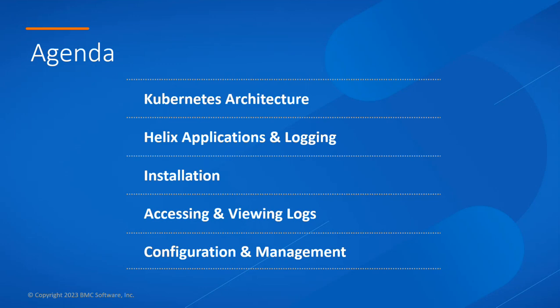The agenda for today's session will start with a quick recap and overview of Kubernetes architecture and how that differs from server-based systems. We'll look at the Helix applications themselves and how they implement logging. There are some significant differences between the Helix platform and Helix ITSM, for example, that we need to be aware of. We'll see how the components are installed, how the logs are accessed and viewed, and finally a few configuration and management tips for keeping the system running in your environment.